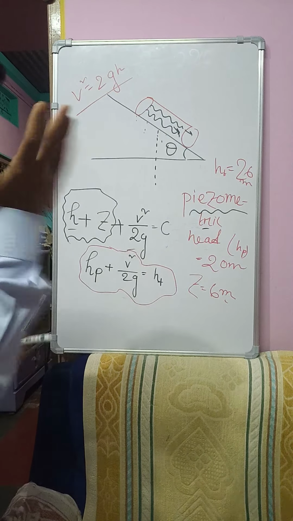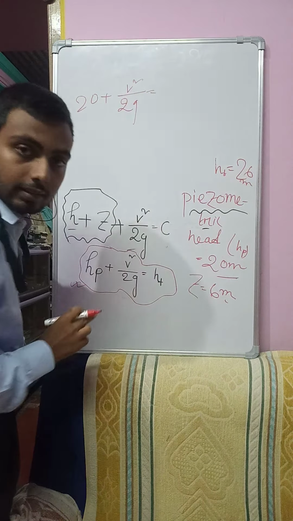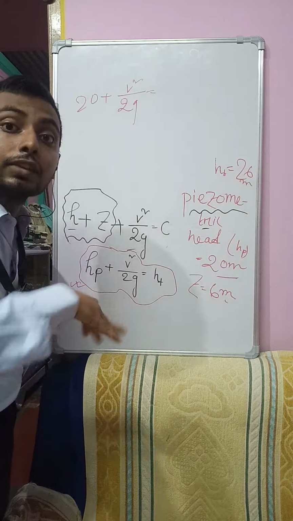Let me remove this. I hope up to this is clear. Now the next portion is, we'll just use this equation. What is the value of piezometric head? 20 meter. So 20 plus V square by 2g. V value I don't know, I have to find this velocity. V square by 2g equal to total head, meaning the total energy, that is 26 meter given in the question. So V square by 2g, here comes 26 minus 20, that is 6.